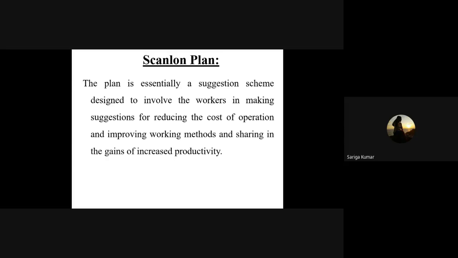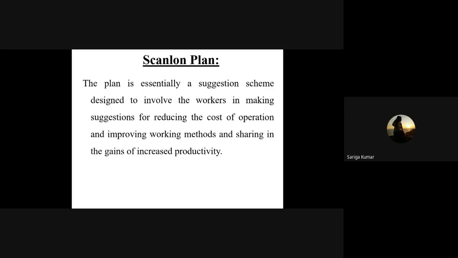And we have the Scanlon plan. Now this is a very essential plan which works on a suggestion scheme, designed to make the workers involved in giving suggestions to the organization. Their concentration will be on how best the cost of production or operation can be brought down, and what methods can be inculcated into the production process that will reduce the cost of production. Also, those people can share the gains which come from increased productivity.